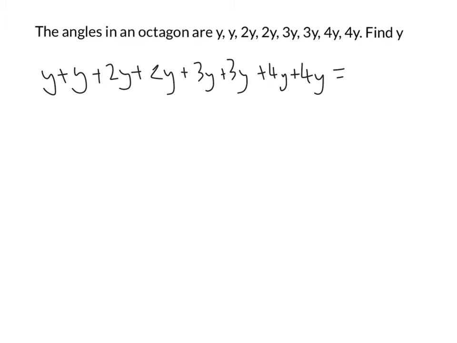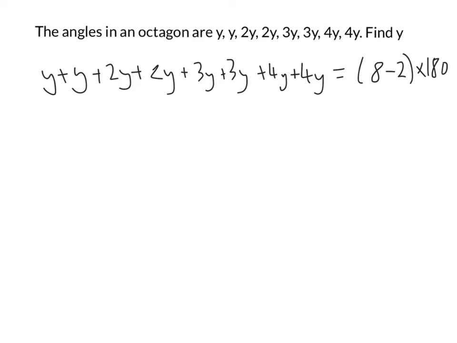So the formula for that is n minus 2. N is the number of sides, so that would be an octagon, 8. 8 minus 2 times 180, that's your formula. N minus 2 times 180 is the sum of interior angles.